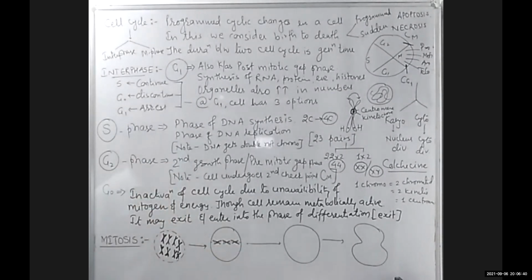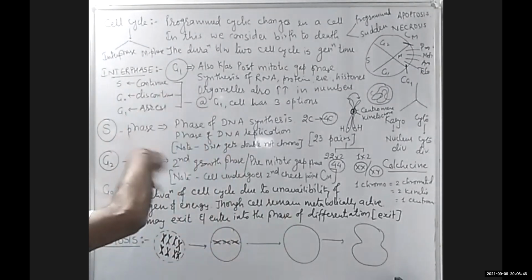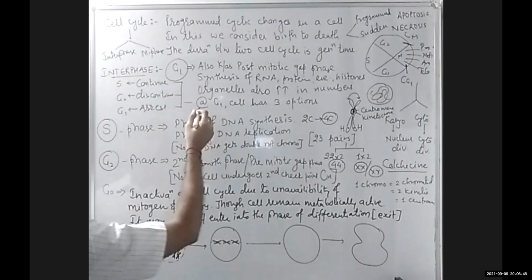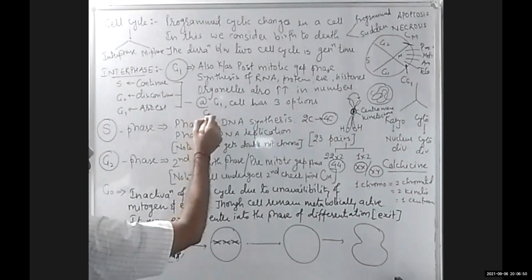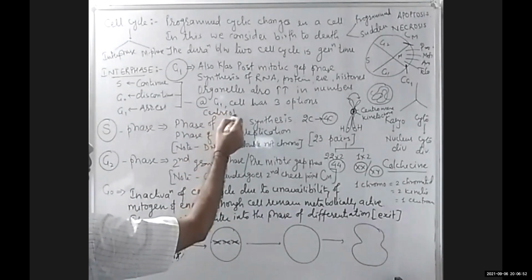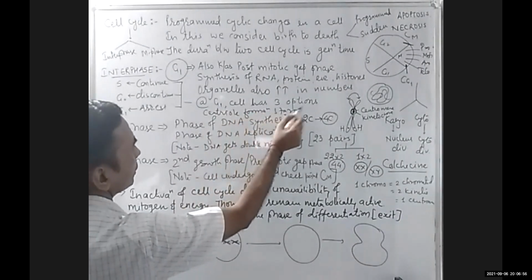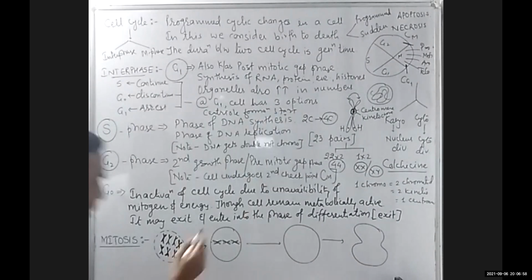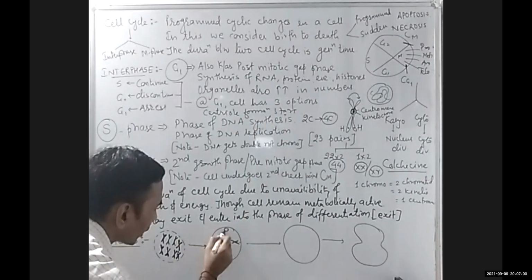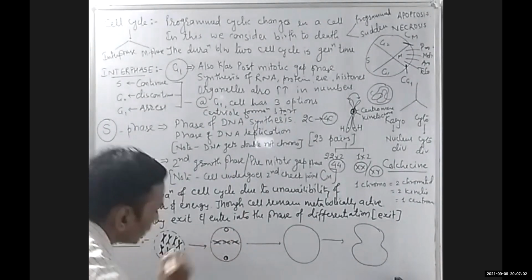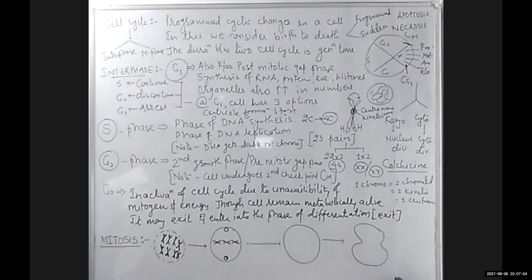This is the equator plate. All chromosomes are aligned on the equator plate. In G1, S, G2 we did not write it; in G1 we should have written that centriole formation starts. Centriole formation starts, which continues into S phase. Centriole is the part of the centrosome that moves to the opposite pole.